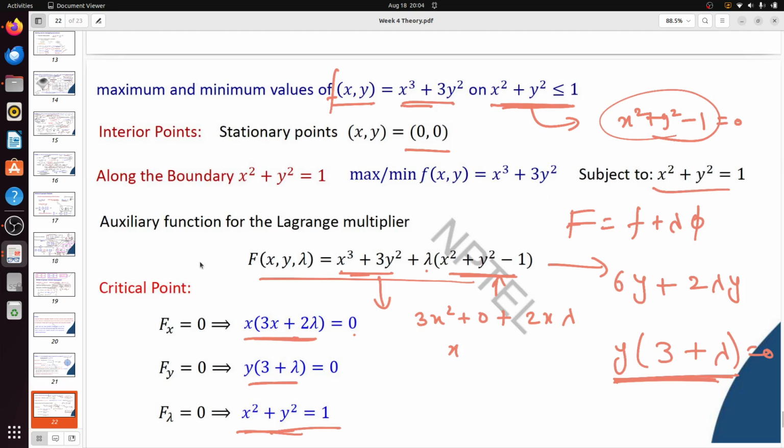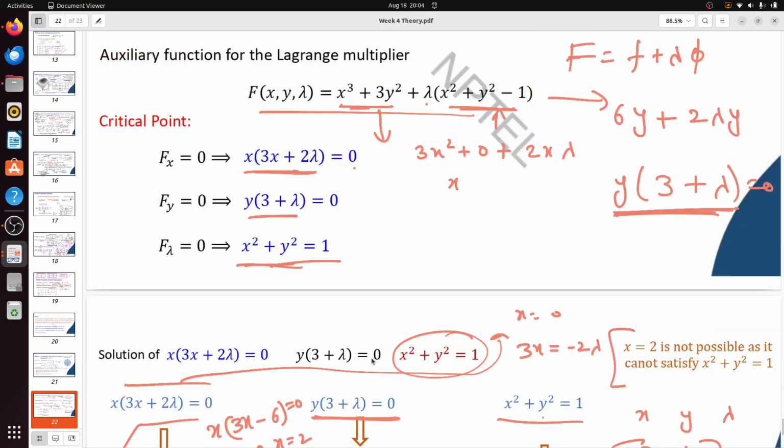So what is the Lagrange's auxiliary function? F of x, y, lambda equals x cube plus 3y square plus lambda into x square plus y square minus 1. So del f del x is x into 3x plus 2 lambda, del f del y is y into 3 plus lambda, and del f del lambda is x square plus y square equal to 1. From here you get x equal to 0, y equal to 0, that you have already determined, and also you can get x equal to 0 and 3 lambda equal to minus 3, or you can get y equal to 0 and 3x plus 2 lambda equal to 0.